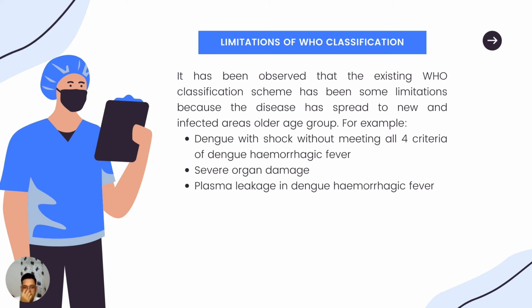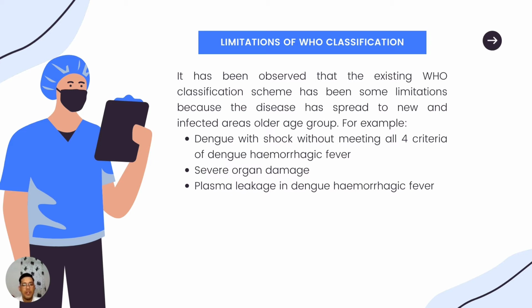So the limitation of the WHO classification has been observed. The existing WHO classification scheme has some limitations because the disease has spread to new infected areas and age groups. For example, dengue with shock without meeting all the criteria of dengue hemorrhagic fever. There have been many cases reported of severe dengue patients with shock which did not meet all four criteria of dengue hemorrhagic fever. These patients would be classified as dengue fever if WHO criteria are used strictly.